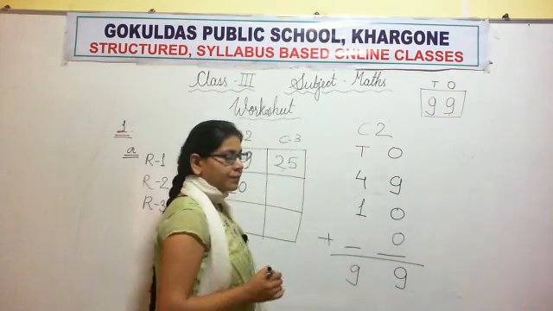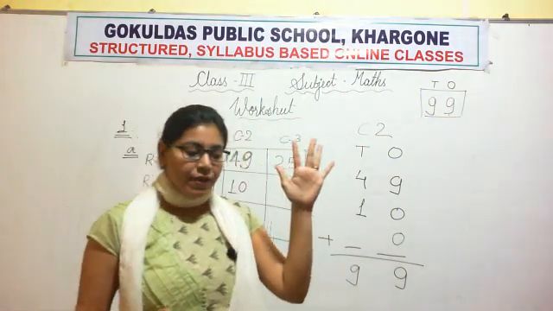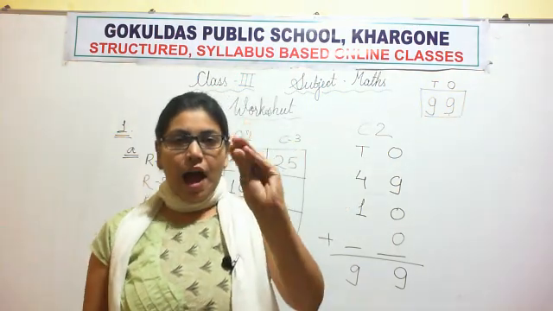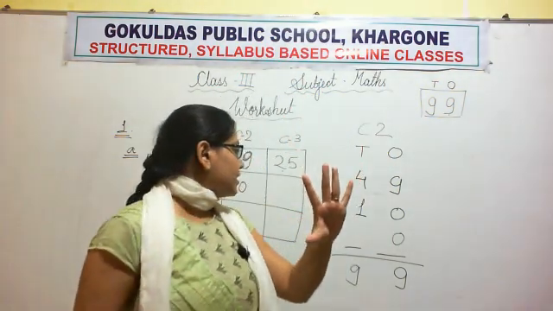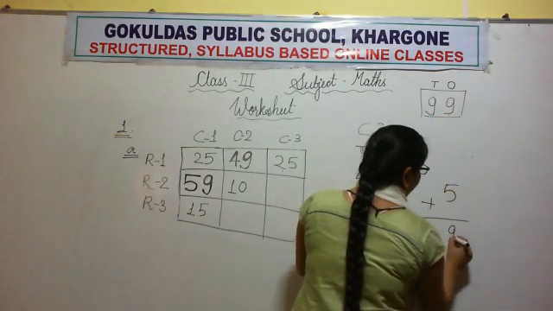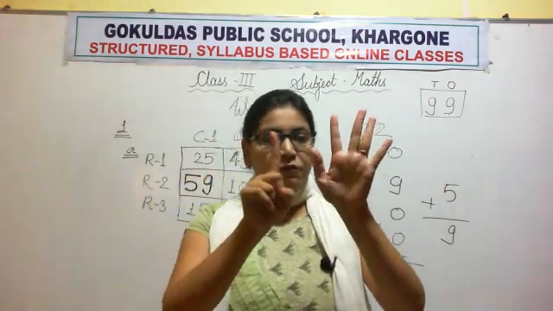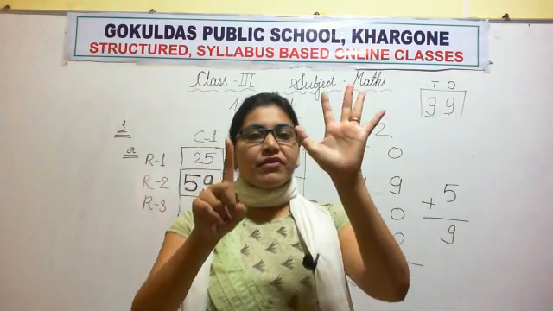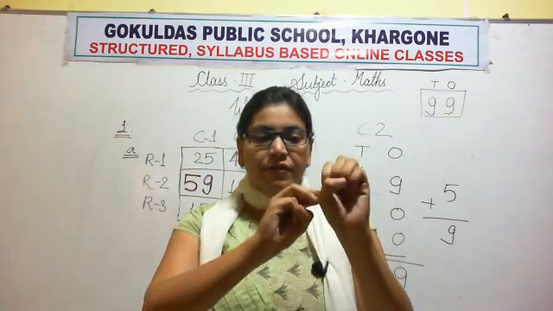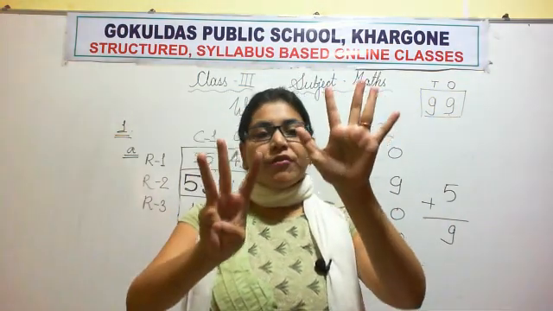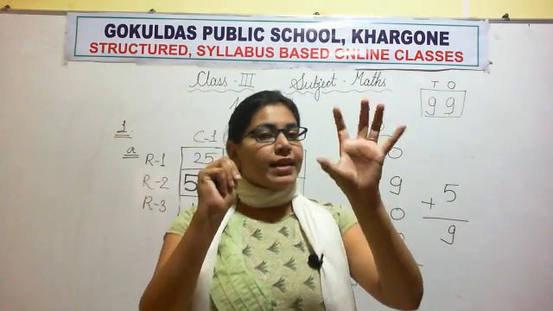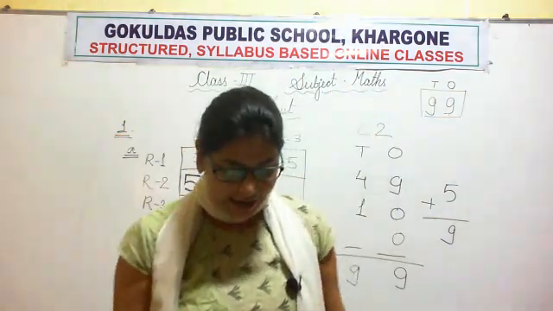4 plus 1. 4 fingers and 1 finger. How many fingers? 5 fingers. So what we will add in 5 to get 9? When we will add 1 in the 5, we will get 6. When we will add 2 in the 5, we will get 7. When we will add 3 in the 5, we will get 8. And when we will add 4 in the 5, we will get 9.